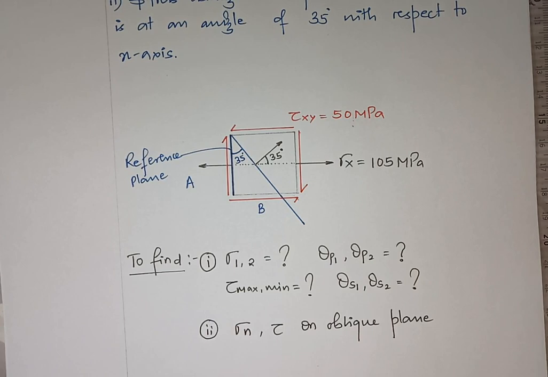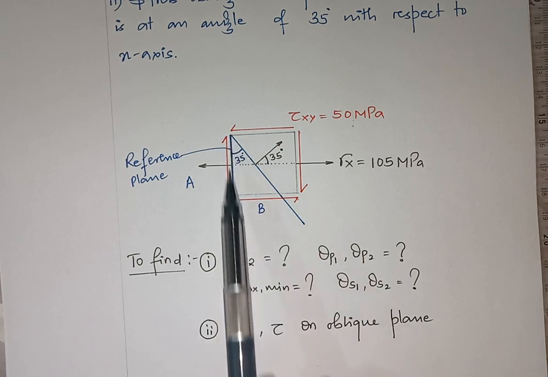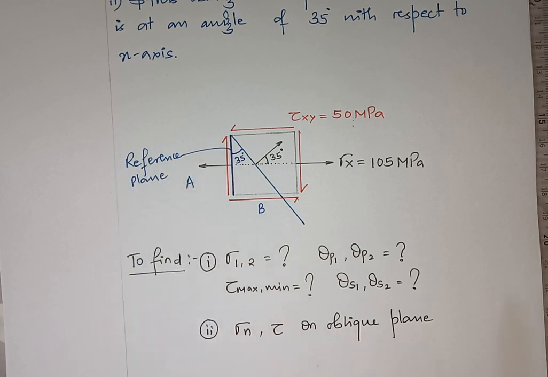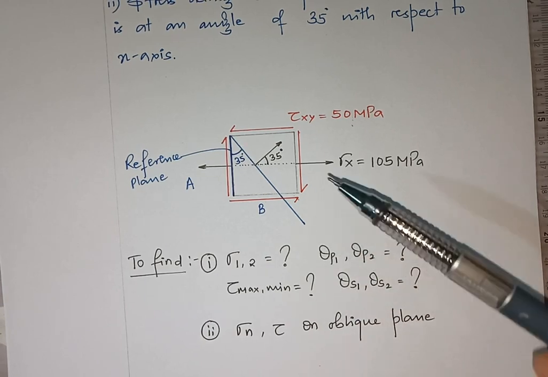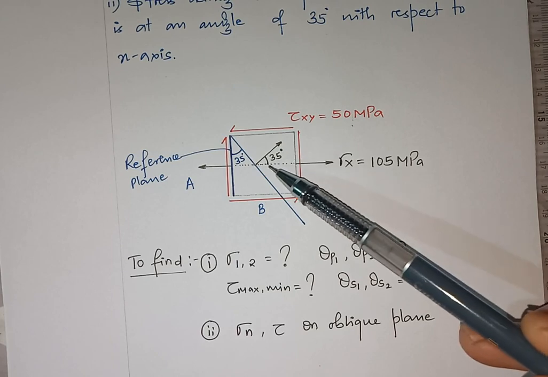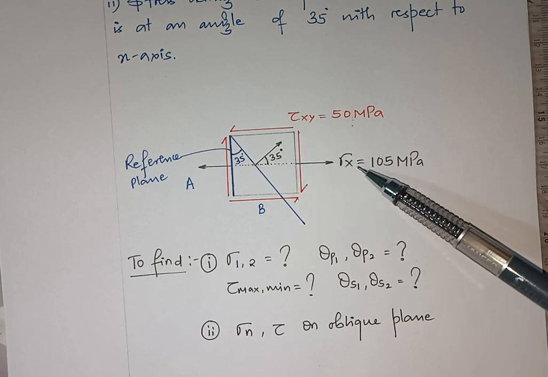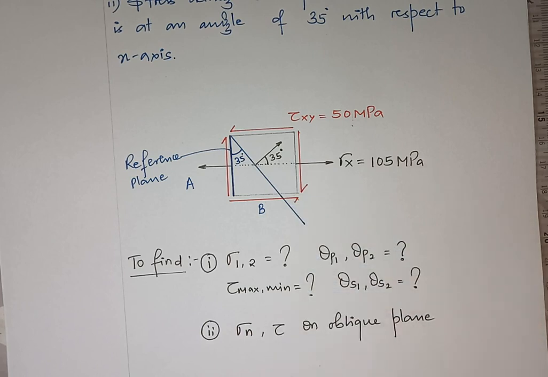Now here, before I could proceed to draw the Mohr circle, first I should write what is the angle of this oblique plane with respect to my reference plane. So first, in order to do that, I should decide which is my reference plane. In this problem, I have considered this vertical face as my reference plane. Now, we have already studied that when a normal on the oblique plane is making an angle of 35 degrees with respect to x-axis, then this angle is also 35 degrees.